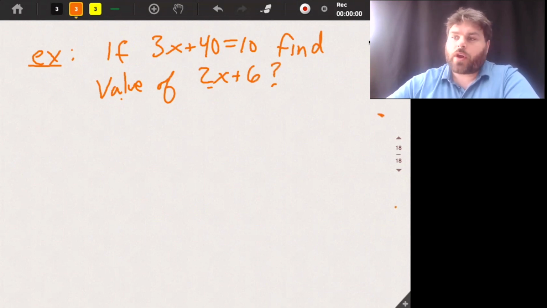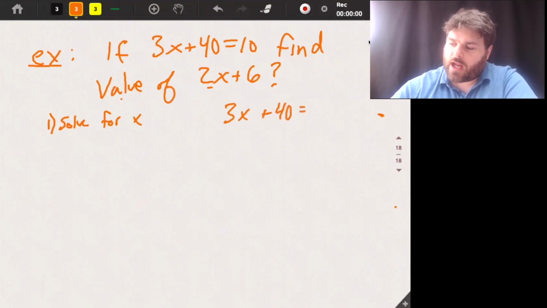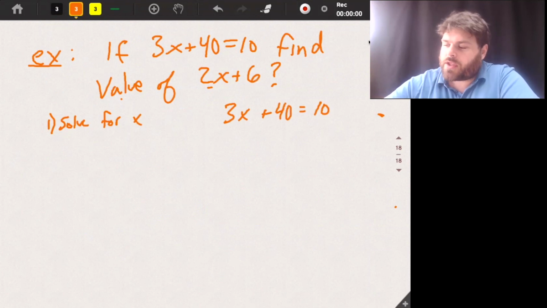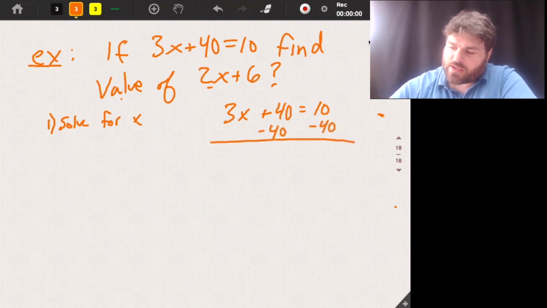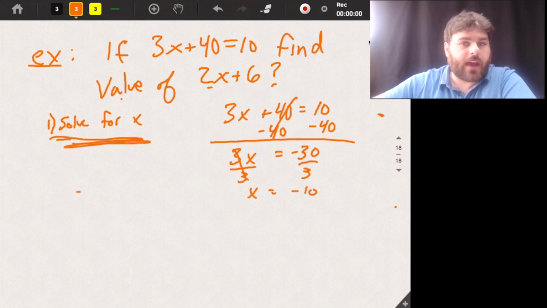Okay, so what we're going to do first is we're going to solve for x first. So we're going to use our algebra rules, right? I'm going to go over this pretty fast. If you need help with this, go back to day 0. I've got a video out there that's going to help with these kind of things. So we're going to take away 40. We're going to use the opposite of addition. Since we see addition, we use subtraction. That gives me 3x equals negative 30. All right, last step is to divide by 3 on both sides. Gives me negative 10. All right, that's my first step, was to solve for x. Okay, that's my first step.